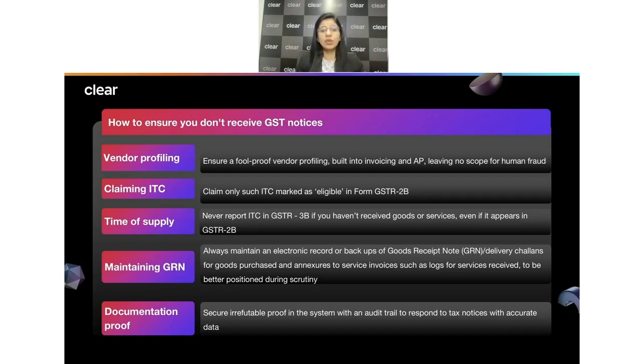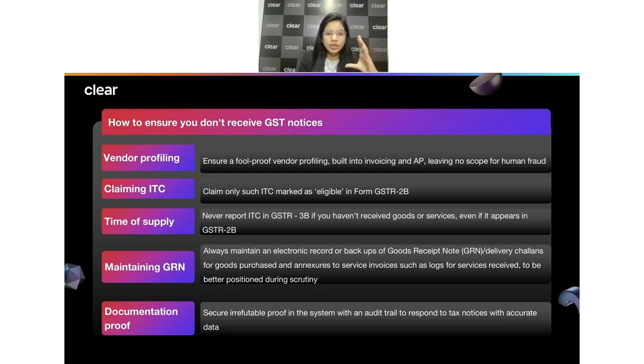What is the change, and what exactly do we have to do in order to avoid these notices? One important part we should understand is that today we have Table 4A, which is categorized into different parts: 4A1, which is import of goods, then import of services, then inward supplies liable to RCM, then some ITC which you claim from your ISD registration, and then all other ITC, which is 4A5.